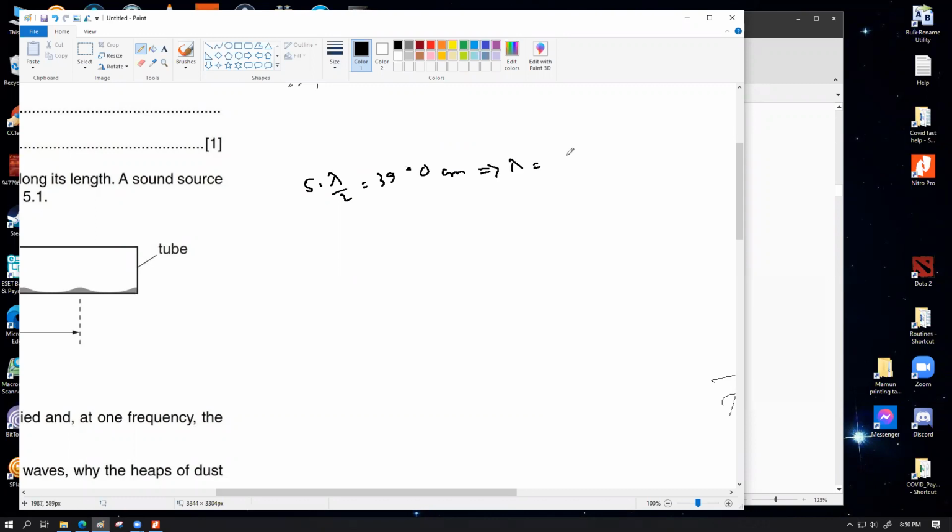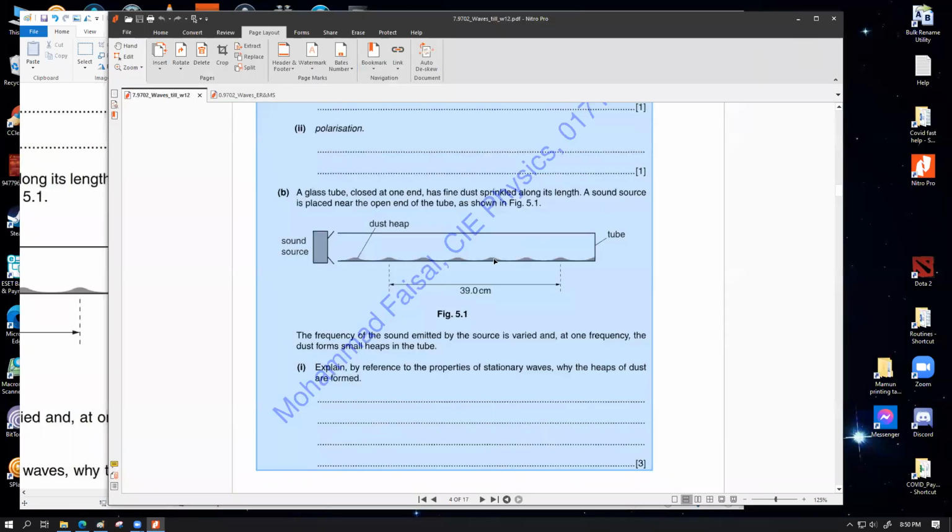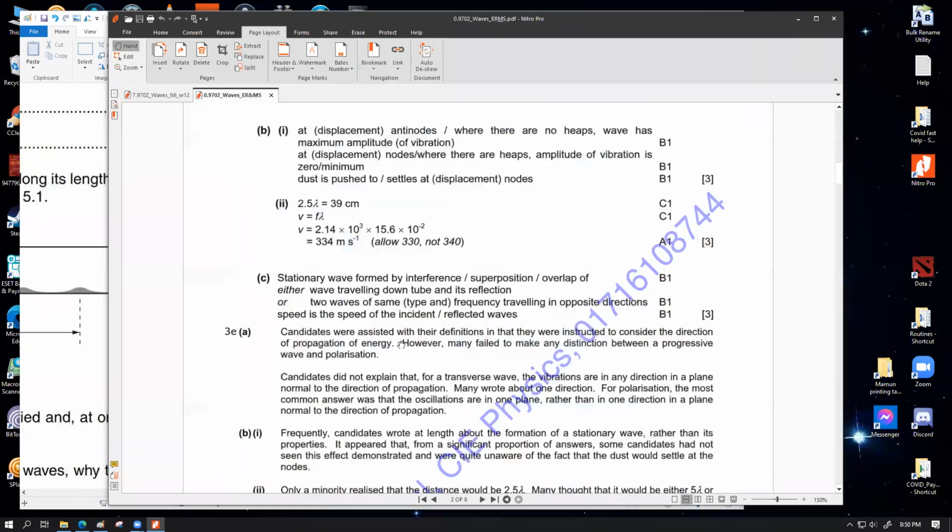Therefore, lambda equals something, so you can calculate this out. The frequency of the wave was already given, so then you calculate v equals f lambda, you place those values, calculate these up, and you get your answer. So that should give you somewhat like this, which they have calculated over here.